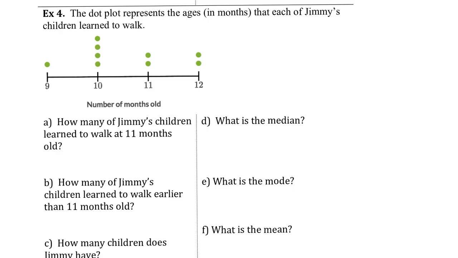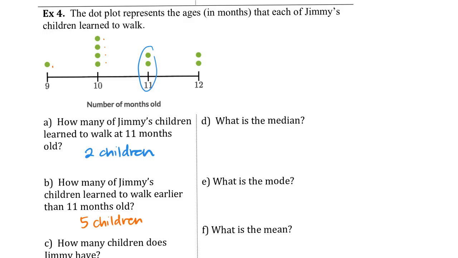Okay, the dot plot represents the ages in months that each of Jimmy's children learned to walk. So this is saying one of his children learned to walk at 9 months. So how many of Jimmy's children learned to walk at 11 months? Okay, at 11 months, there's 2 dots, so 2 children. Okay, how many of Jimmy's children learned to walk earlier than 11 months? So earlier than 11 months would be 9 or 10. So that would be 1, 2, 3, 4, 5. 5 children learned earlier than 11 months.